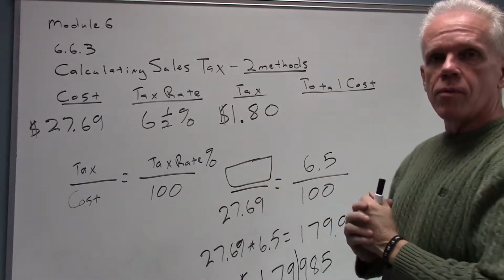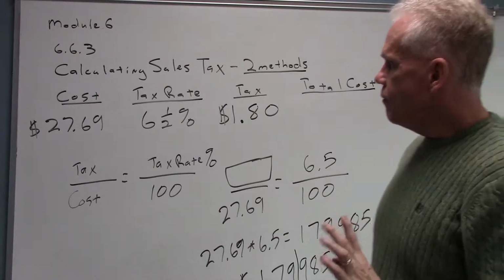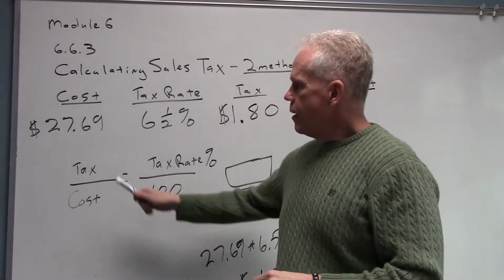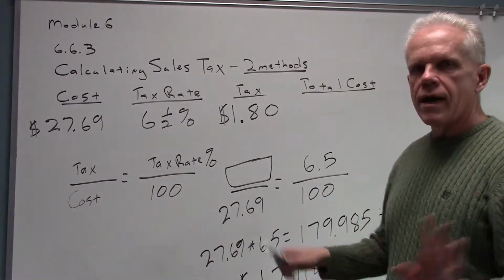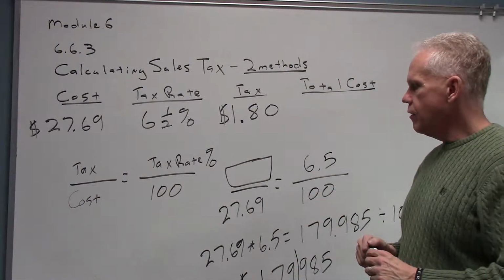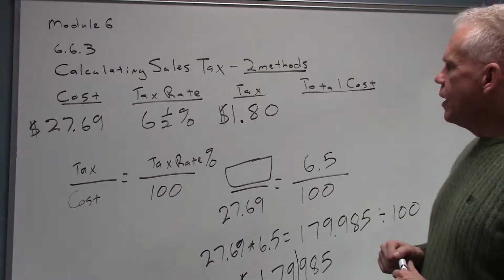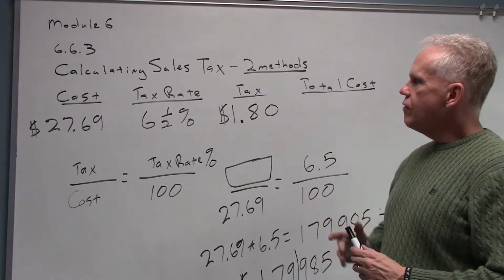I know this didn't seem particularly easier than the other method, mainly because we used some very difficult numbers here. But I promise you, if you get used to setting this up, tax over cost, percent over 100, cross multiply and divide, it is a way easier method to do this. So we got $1.80 tax.